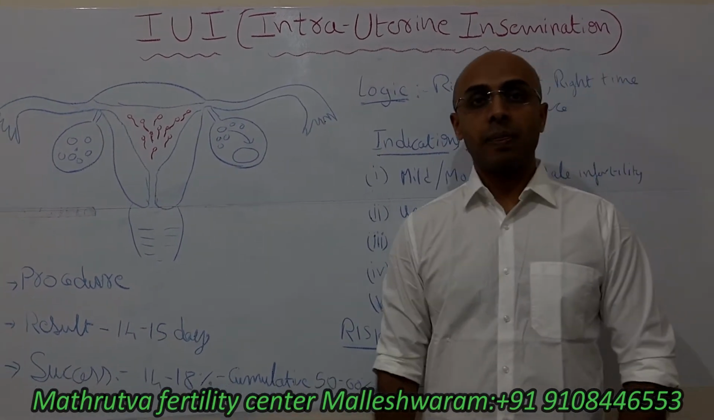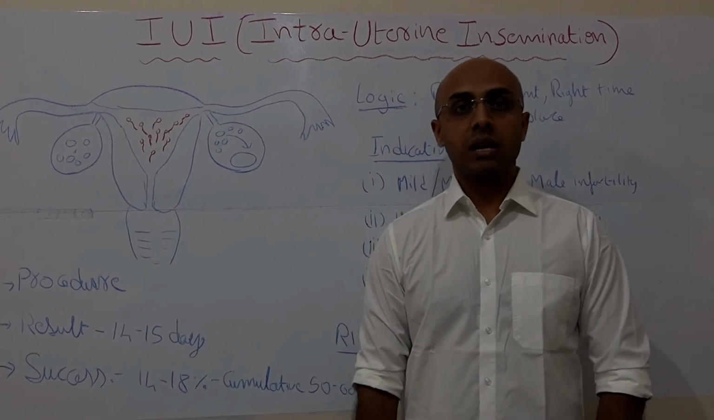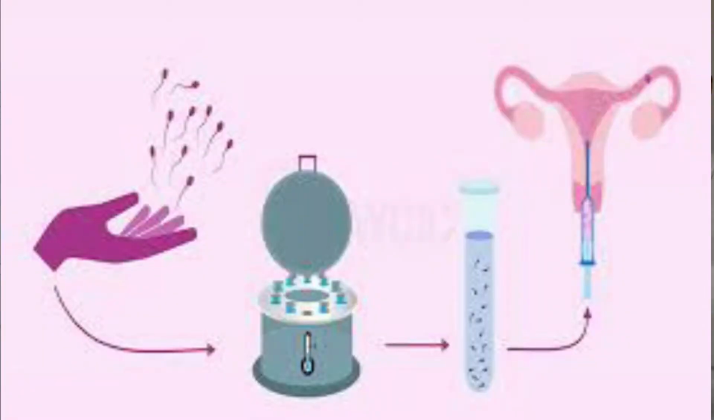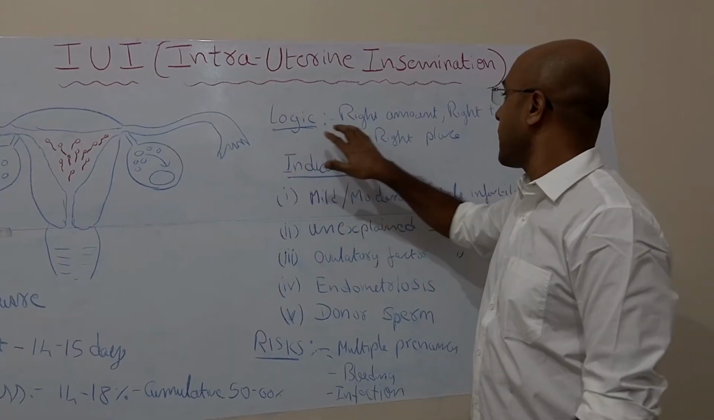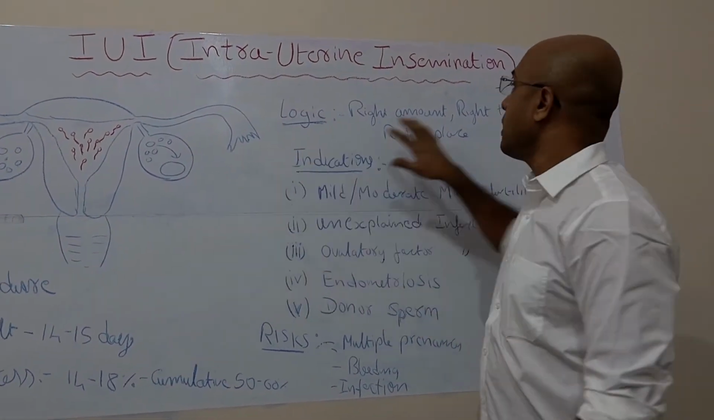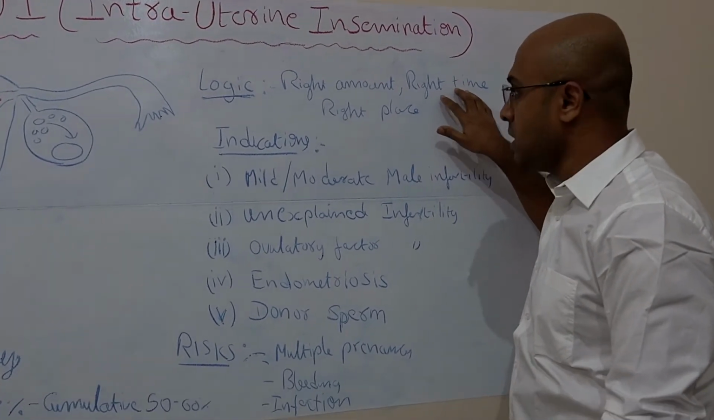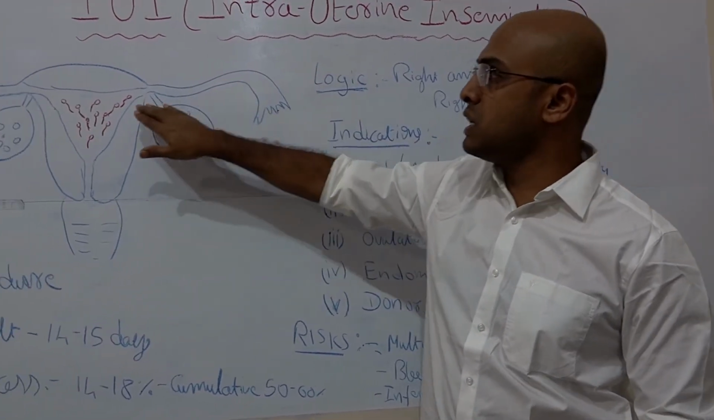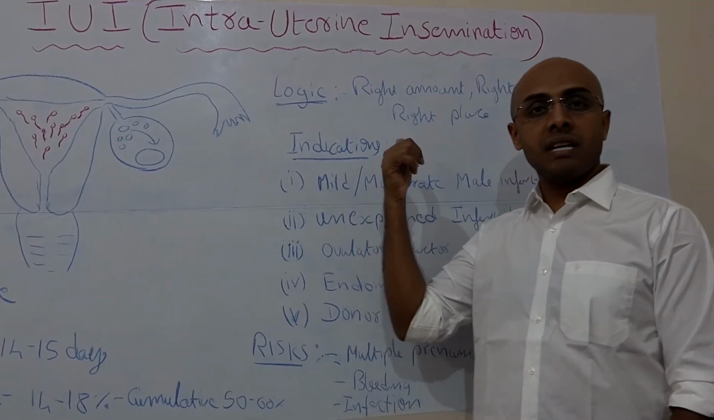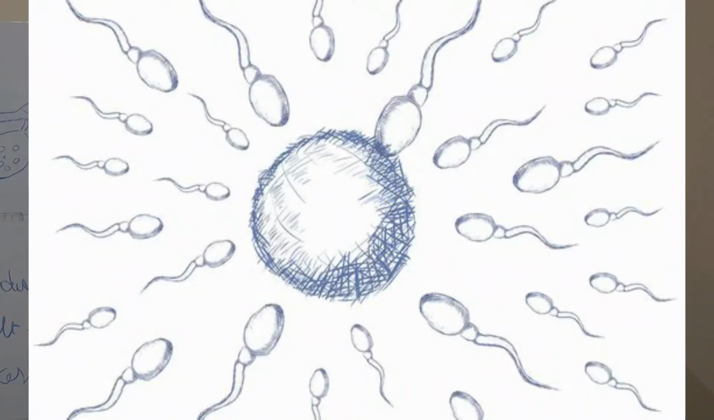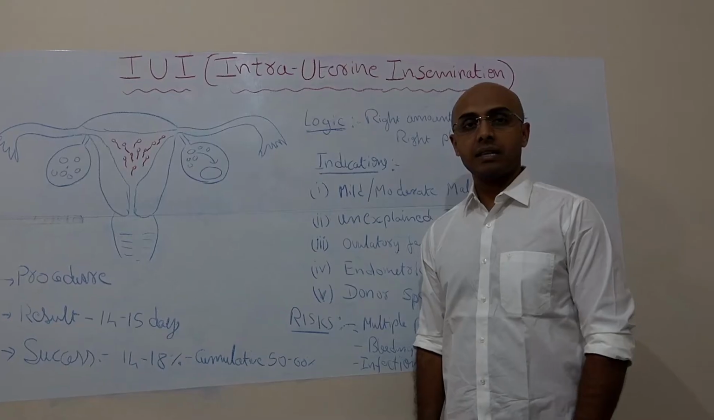Today I am going to tell you about the commonest, simplest procedure in infertility treatment, IUI. IUI means intrauterine insemination, also called artificial insemination. We need to understand the logic first. We place a good amount of sperm at the right time, exactly in and around the ovulation time, and at the right place, near the egg when it is released. So the logic is: right amount, right time, right place. By doing this, we increase the chances of egg and sperm meeting, and so the fertilization chances.